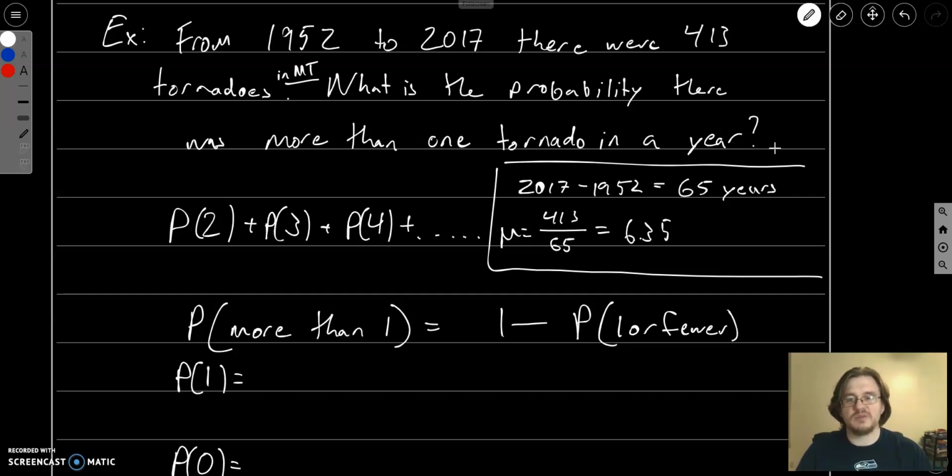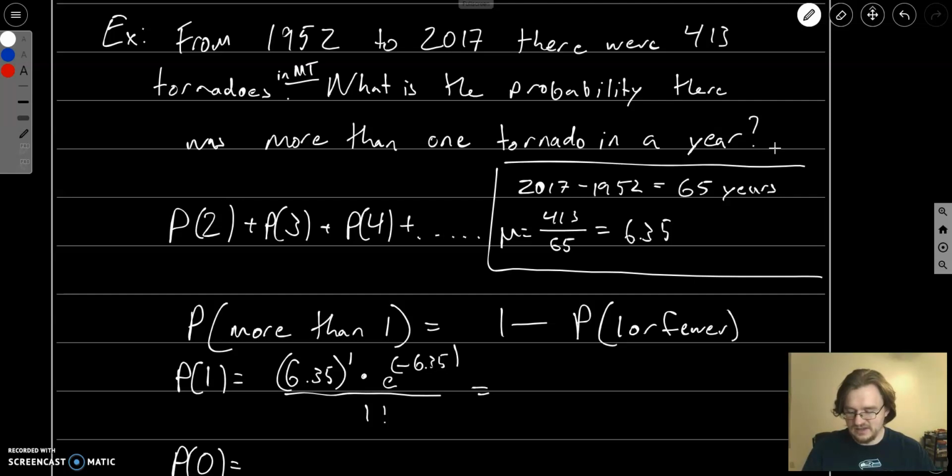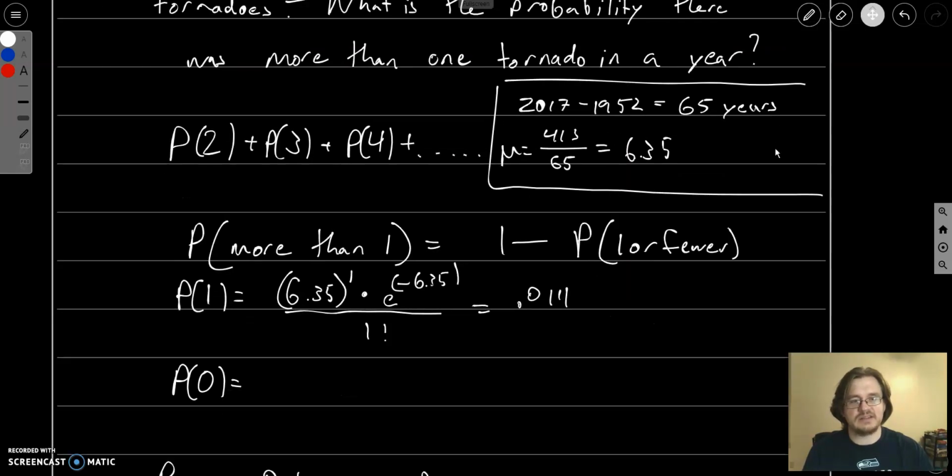So when I'm looking for the probability that there's exactly 1 tornado, what I'm going to do is take the mean, raise it to the x power. So x here is just going to be 1, since we're looking at 1 tornado in a year, times e raised to the negative mean power, divided by the number of tornadoes that we're looking at, factorial. Doing this, I got 0.0111. So about 1% of the time, we would expect to have exactly 1 tornado.